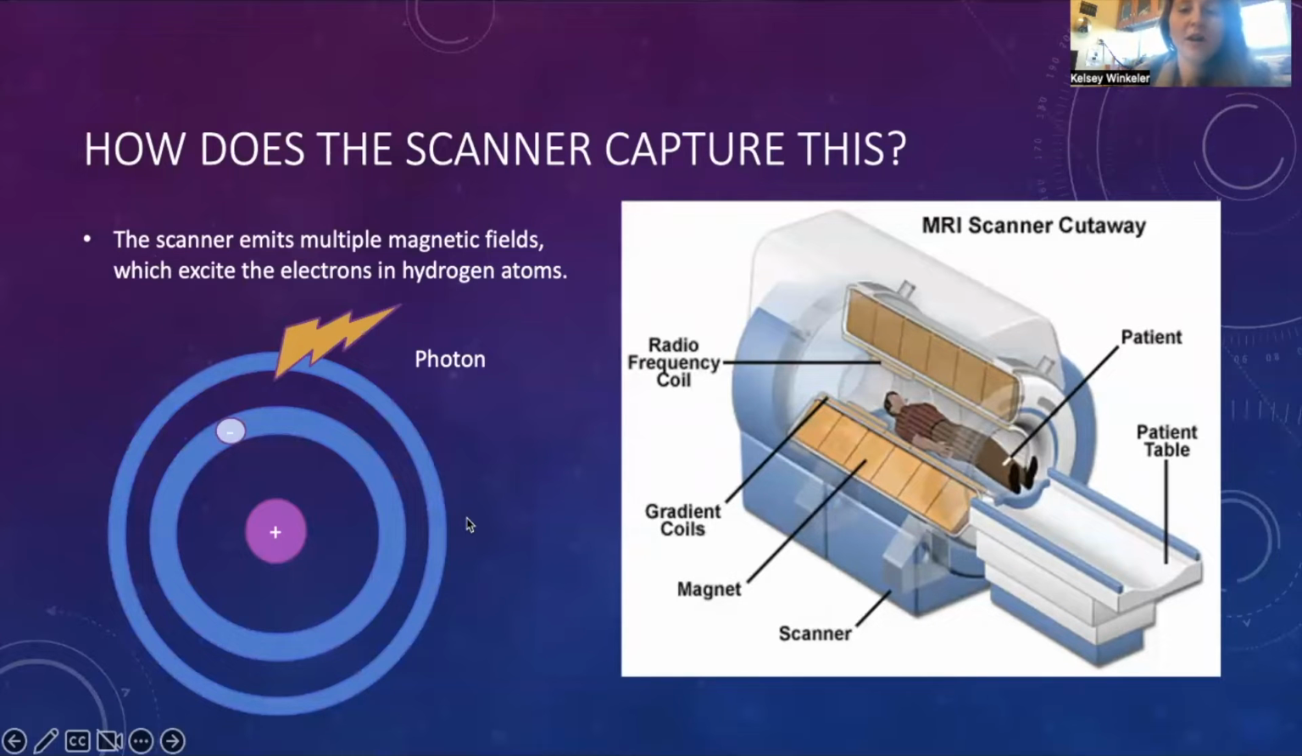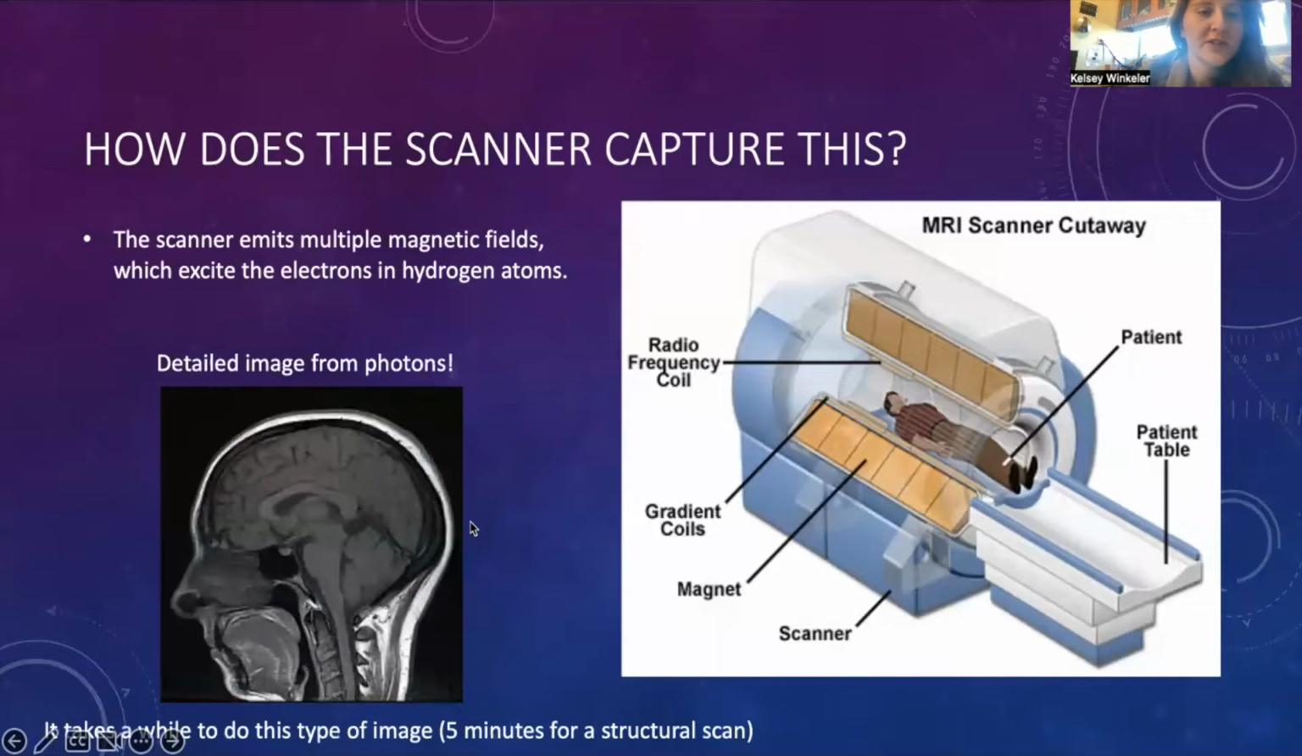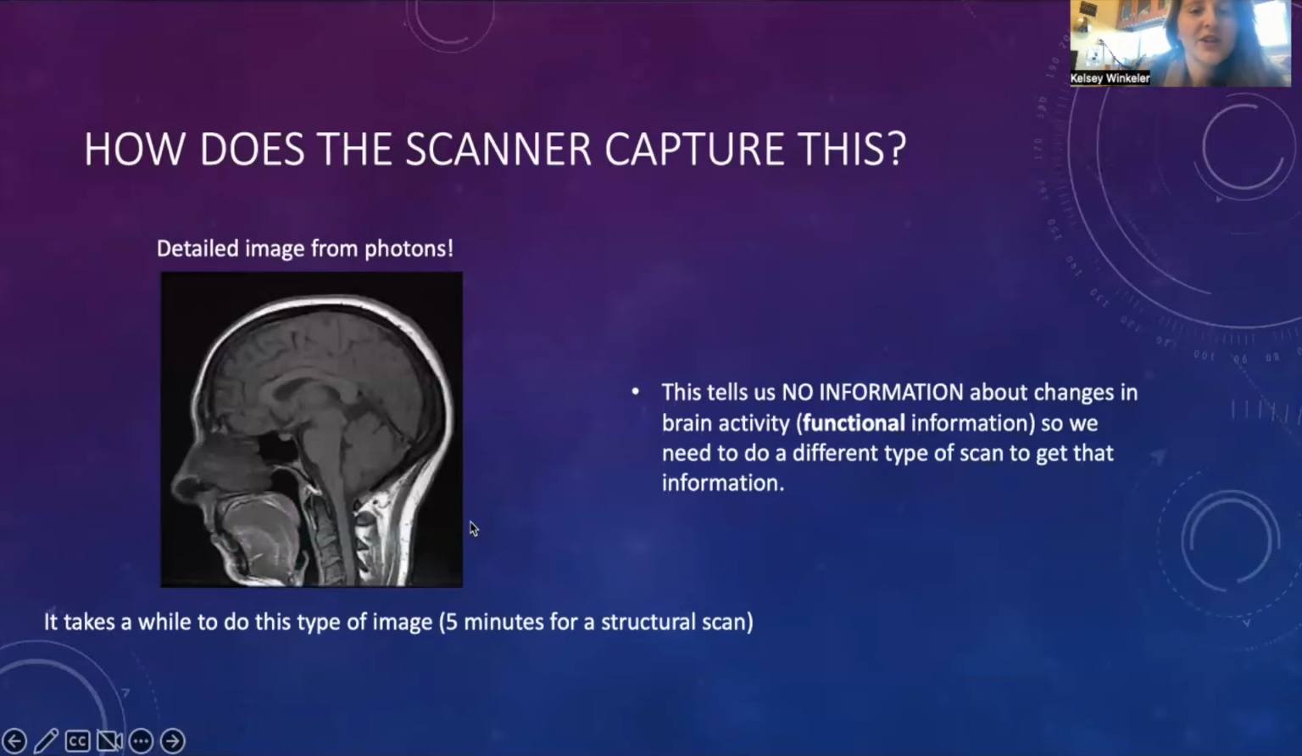And the photon is what the MRI can capture to give us nice structural scans like this. It takes about 5 minutes to get this kind of structural image. So we get a three-dimensional image of what someone's brain looks like. However, this doesn't tell us any information about what changes in brain activity are happening. So we need to do a different type of scan to get that information.